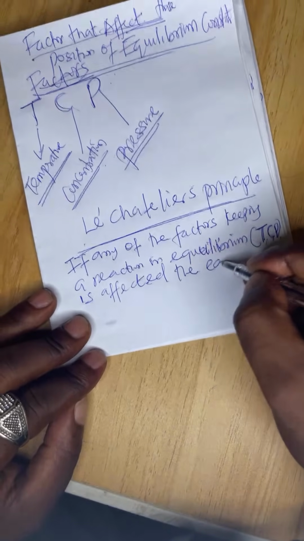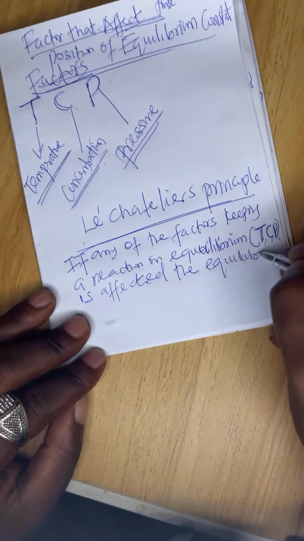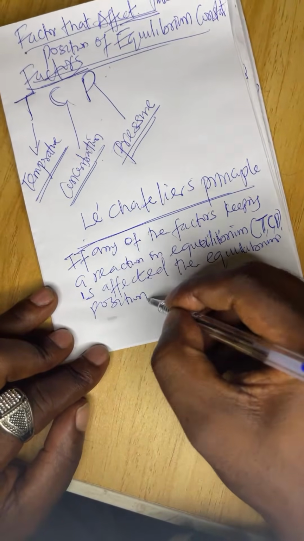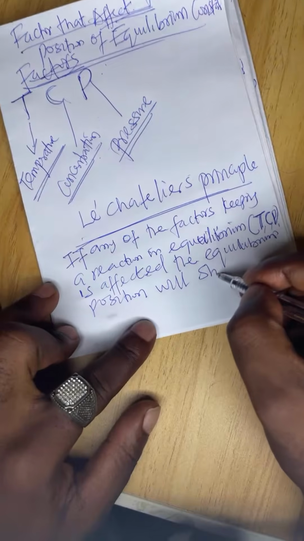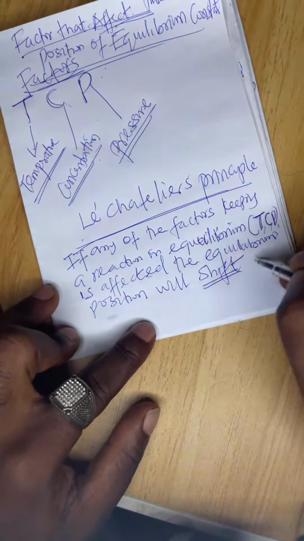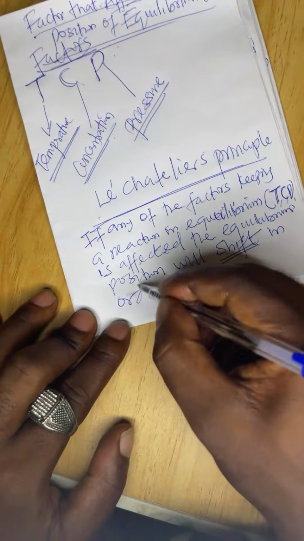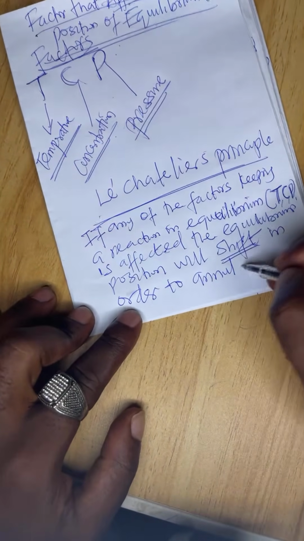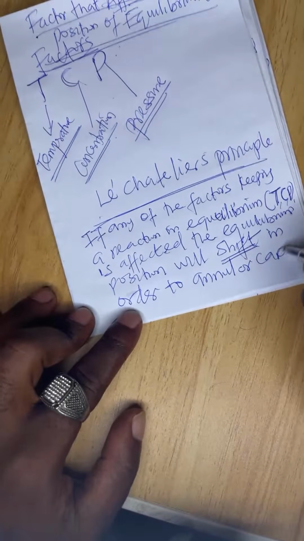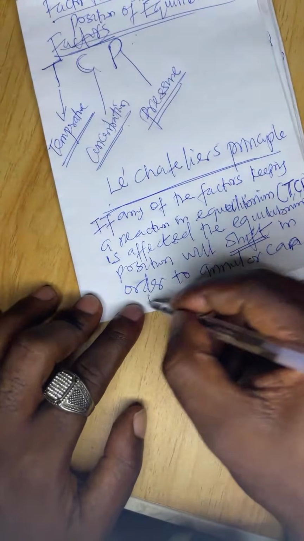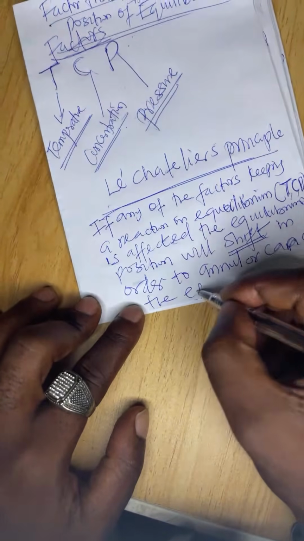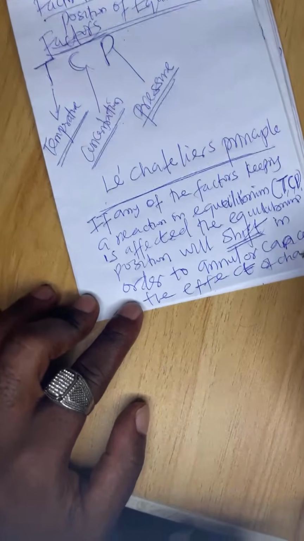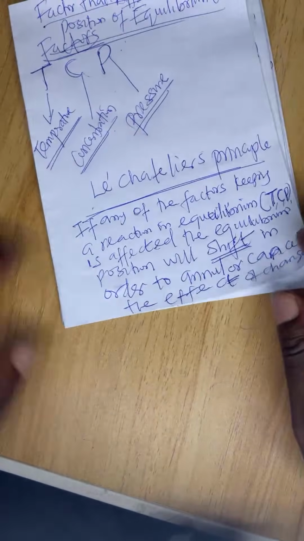The equilibrium position will shift in order to annul or cancel the effect of change. See, you don't need to cram this thing. You don't need to cram it at all. It is one of the easiest things you will see.